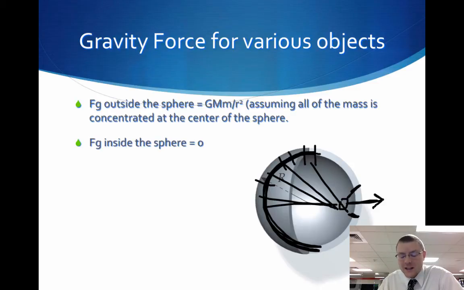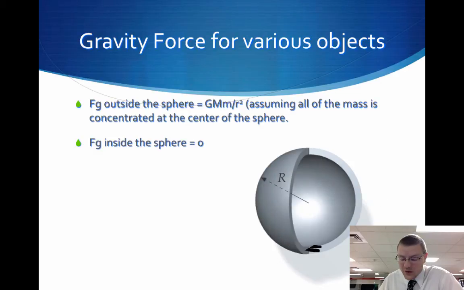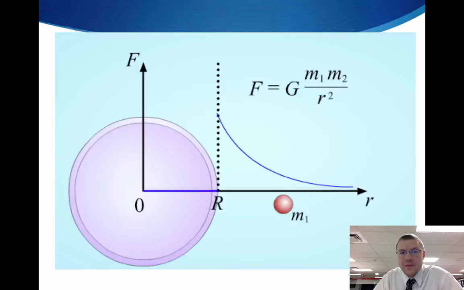So inside a shell of gravity, you would have absolutely no force on you whatsoever. It's a really cool experiment or thought idea of what would happen in that scenario. And here's your graph of that. No gravitational force inside the shell. Once you're outside the shell, it acts just like everything you've ever seen.